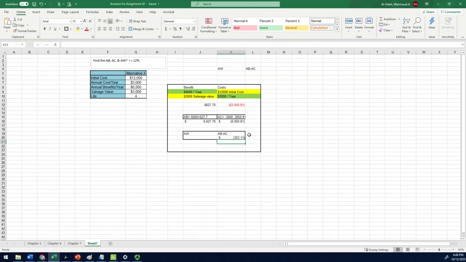Again, I would like you to review chapter 5, page 82 and page 83, and this is in steps 4, 5, and 6. I hope this is helpful. There's another way of calculating the annual worth, which is building the cash flow table for this alternative for 4 years, then finding the present worth, and then converting the present worth to an annual worth.